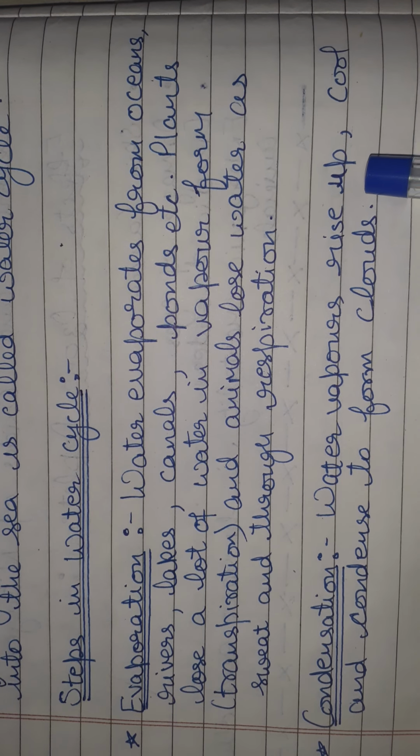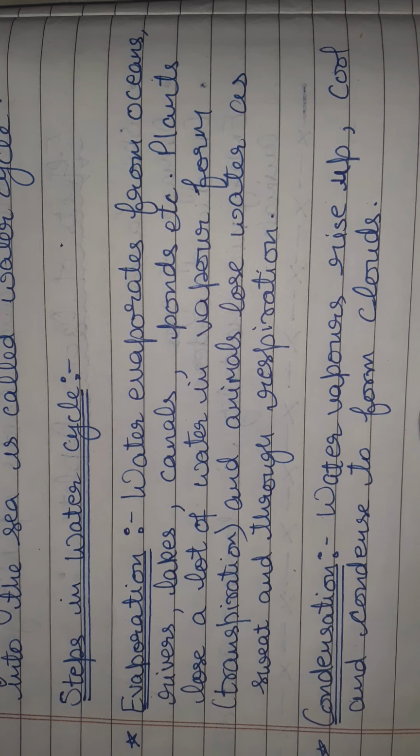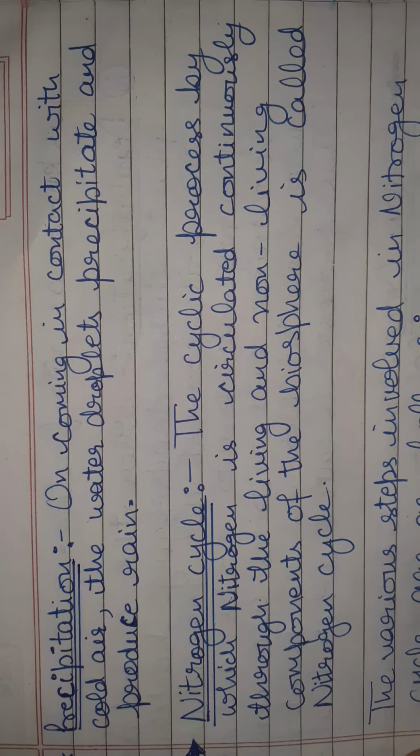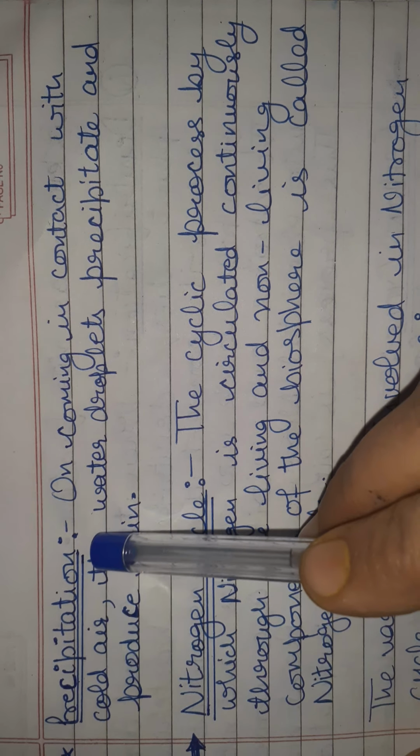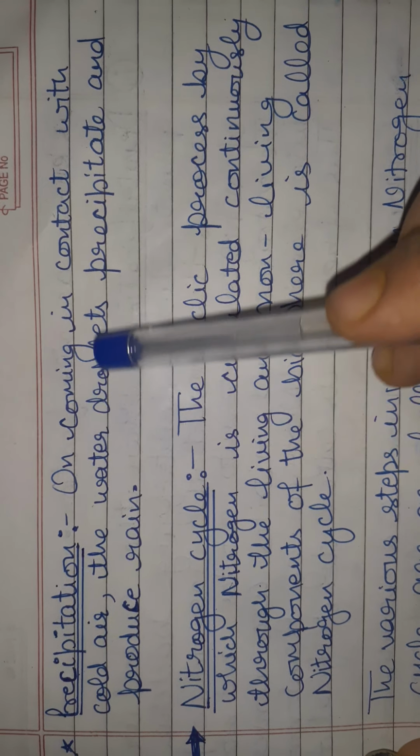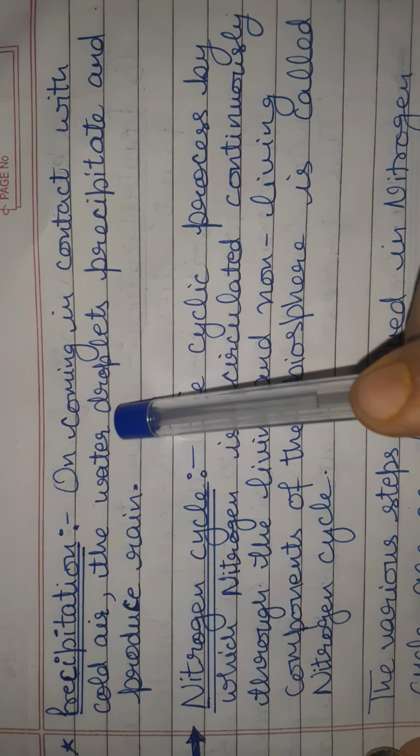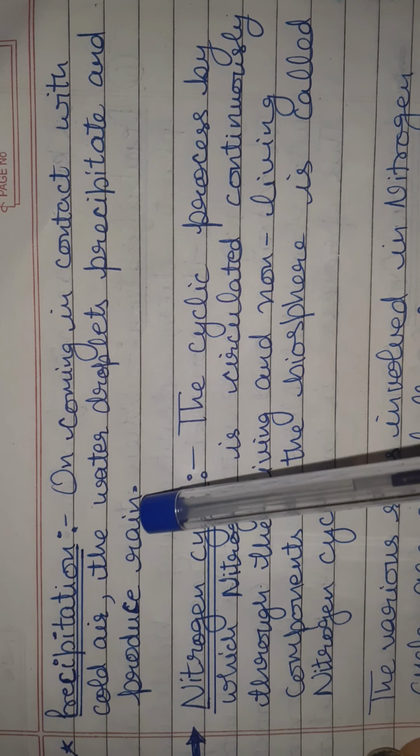Next is condensation. Water vapors rise up, cool, and condense to form clouds. And the third step is precipitation. On coming in contact with cold air, the water droplets precipitate and produce rain.